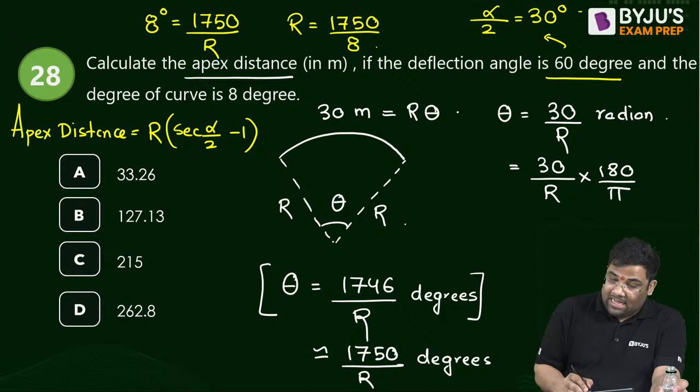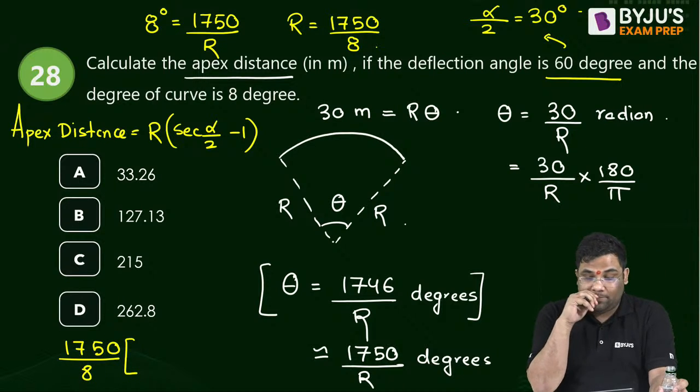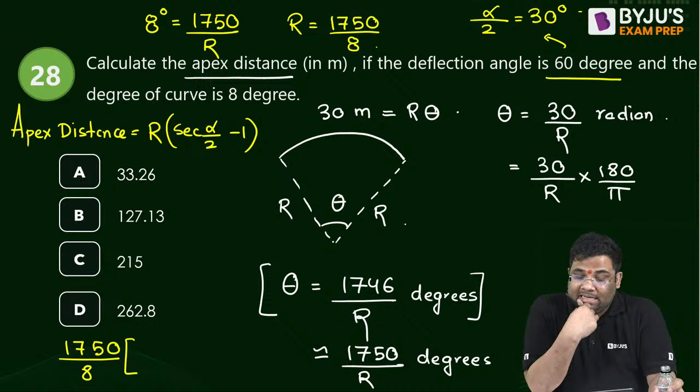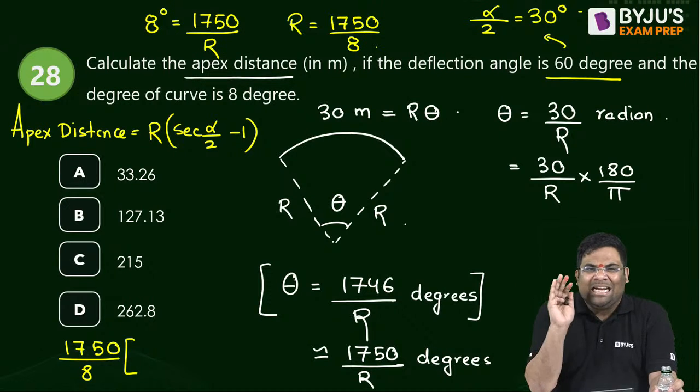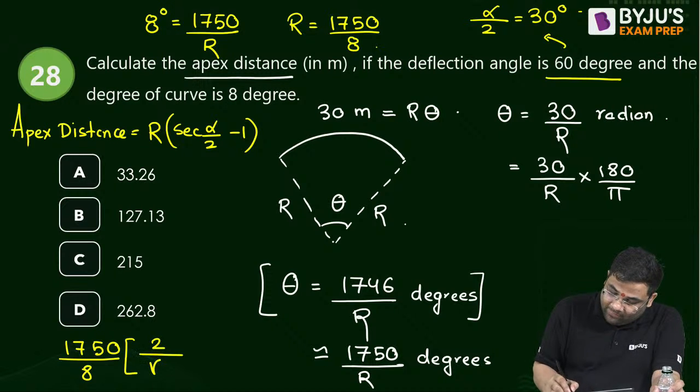So the answer will be R, which is 1750 by 8, into sec alpha by 2, that is 1 by cos 30. And cos 30 is root 3 by 2, so the reciprocal of that is 2 by root 3, minus 1.